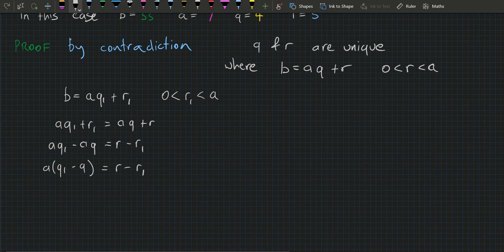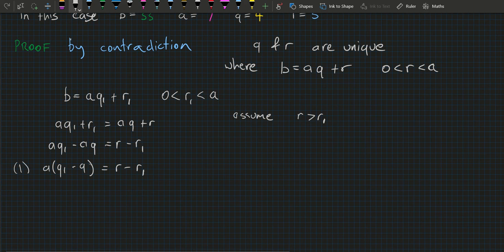Now let's assume that R is greater than R1. Because these are also unique, Q1 and Q are unique, so there's some integer number times this integer A.